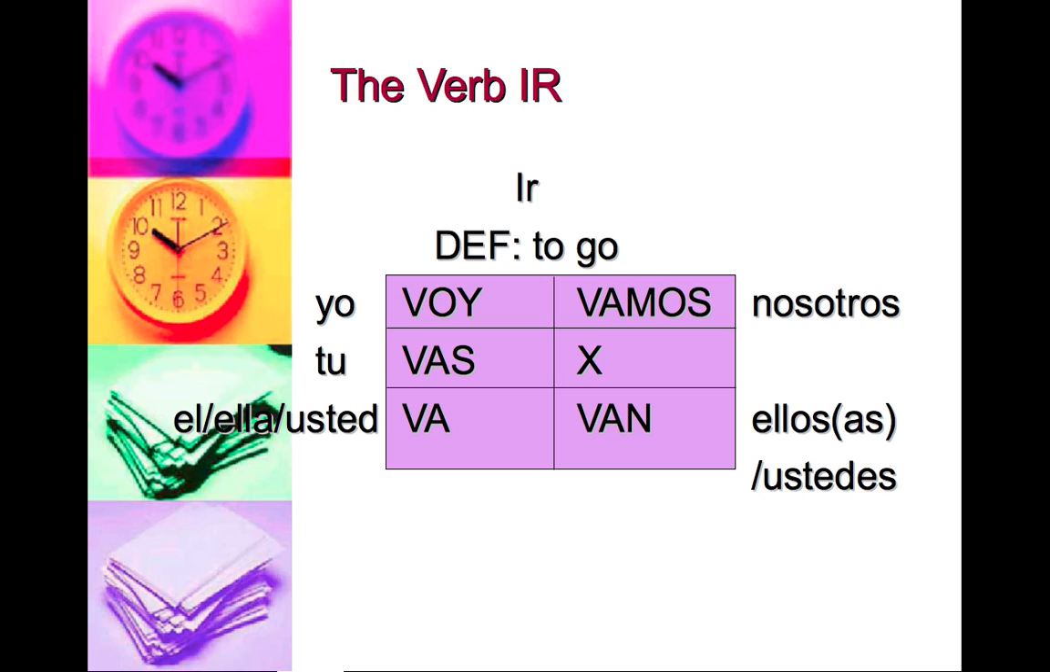What does it look similar to? What similarities do you see to the other verbs we've conjugated? Soy, the yo form of ser, is similar. Soy and voy. What else? It looks just like the AR verb endings, right? It just has a V stuck on. I don't know where that V comes from, but the verb ir has a bunch of V's. So, voy, vas, va, vamos, van.